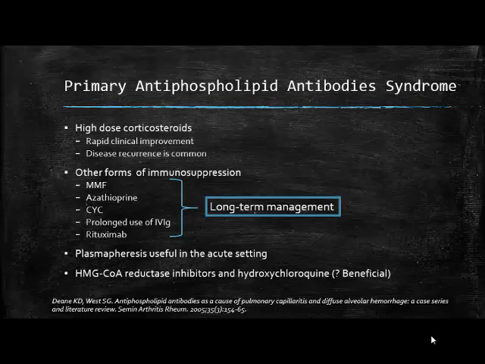Disease recurrence is common. So there is a role here for long-term management, and you need to suppress those patients for a long time. Those are the meds that are used: CellCept, azathioprine, cyclosporin, IVIG, and rituximab. There is a role for plasmapheresis here. It's mainly in the acute setting, and there's questionable benefit if you use HMG-CoA reductase inhibitors and hydroxychloroquine.